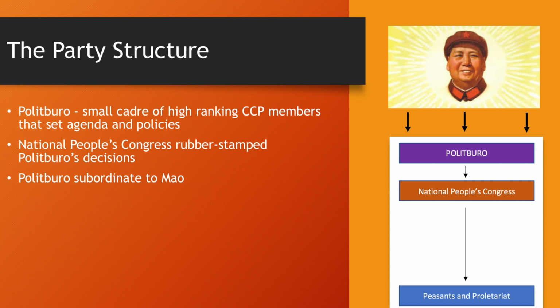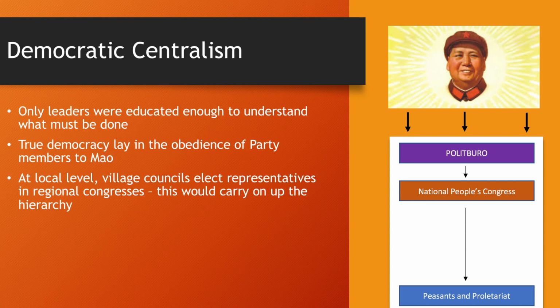So with the party organized in this manner, Mao certainly consolidated his own power and authority among the ranks of the CCP. Now, with the concept of democratic centralism, Mao further established his power. The theory of democratic centralism is based on the idea that the revolutionary leaders of the CCP were the only ones educated enough to know what needed to be done, to know what was best for the working class and the peasant classes. Within the party itself, the reality was that by being obedient to Mao, the members demonstrated true communist democracy.